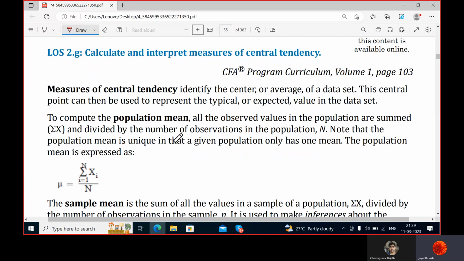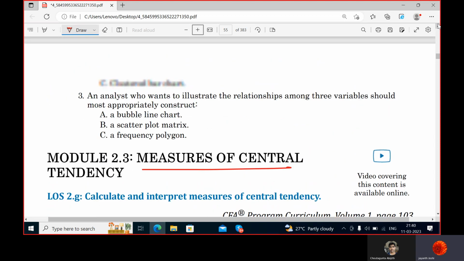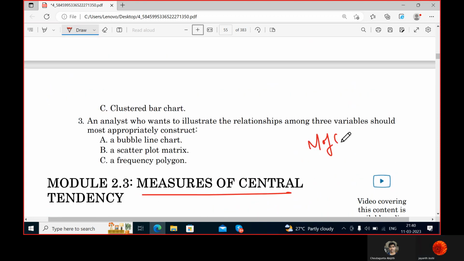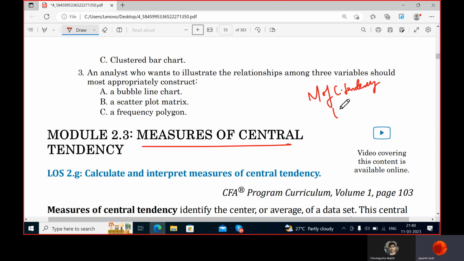Center means the middlemost area, correct? So when you have a data set and they ask you to find out the average, your average would lie in the center. To find out your average, there are three types of measures of central tendency. So the measures of central tendency we are discussing here are mean, median, and mode. Whereby mean is sigma x by n, and it is represented by x bar.